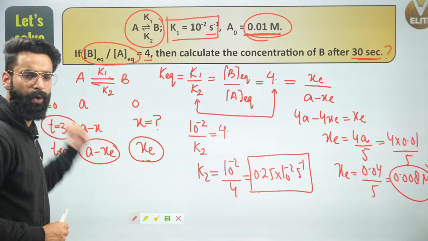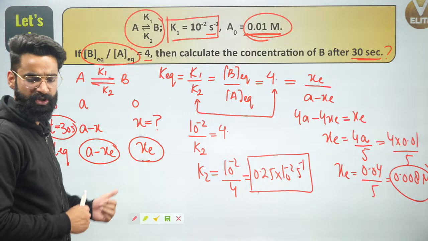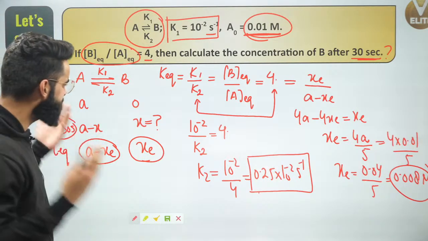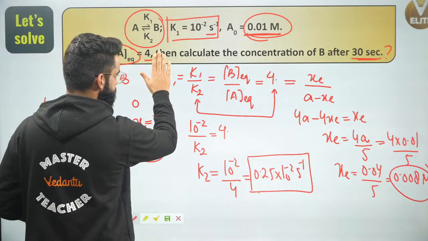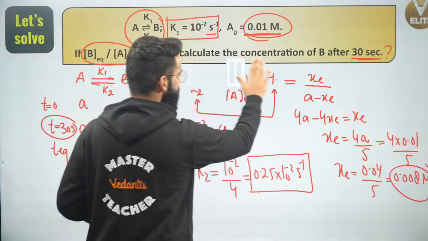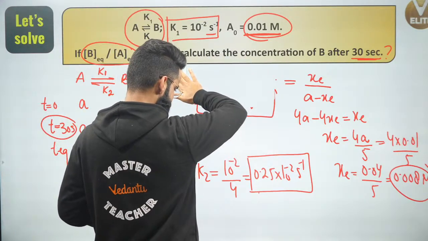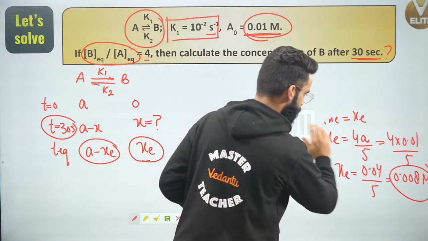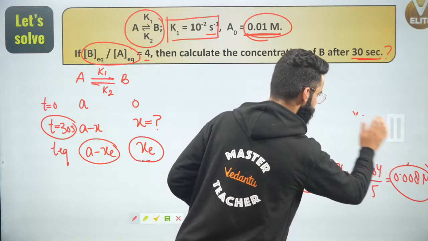After 30 seconds, what are going to be the moles of B which have got formed in the reaction? Let's get to know how to solve this. See guys, I'm just erasing this part. I hope this is clear. I just need the values. K2 I have got as this one, and Xe I have got as 0.008.